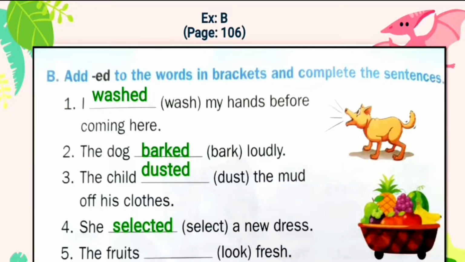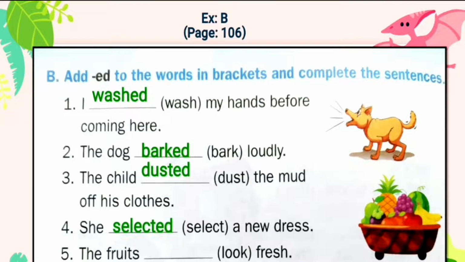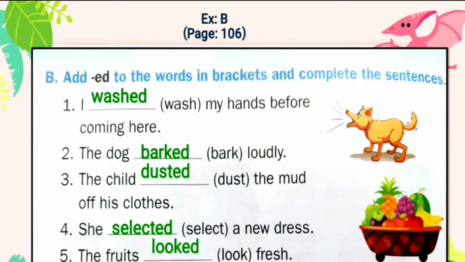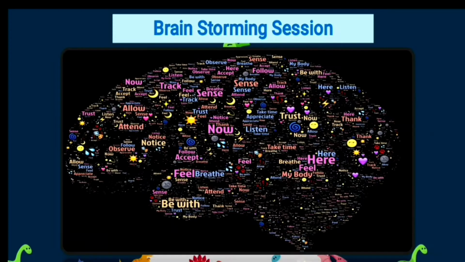The fruits dash fresh. You can see the fruit basket here, right? On the right side of this slide, isn't it? So here is the fruit basket and the fruits looked fresh. Yes, you have to add ed at the end of the action word and it will become the then form, looked.